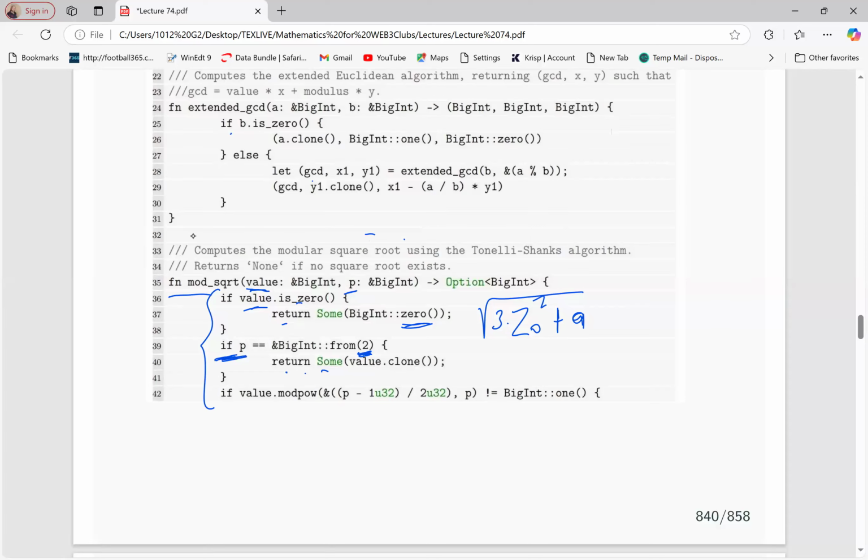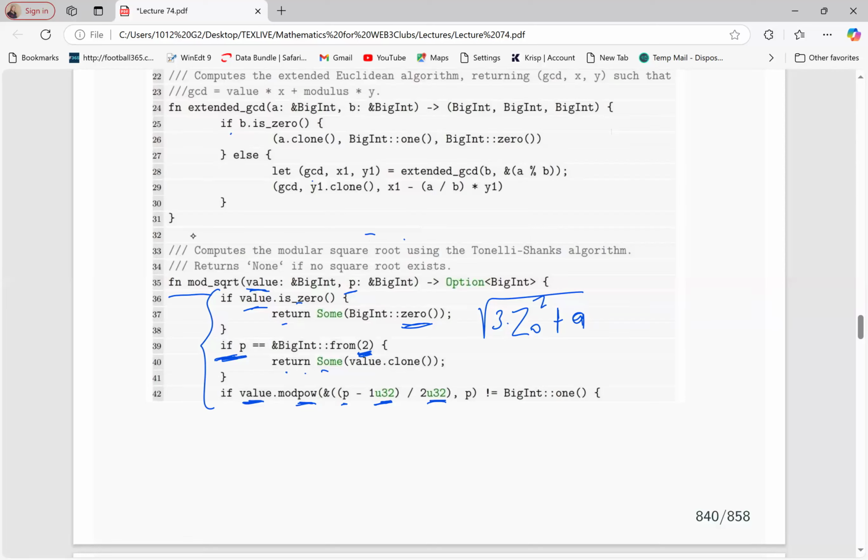Now, if the value mod, then power, this is a power. Supposing this is P and, okay, these are just U32. These are 32 bits. And this another 32 bits.